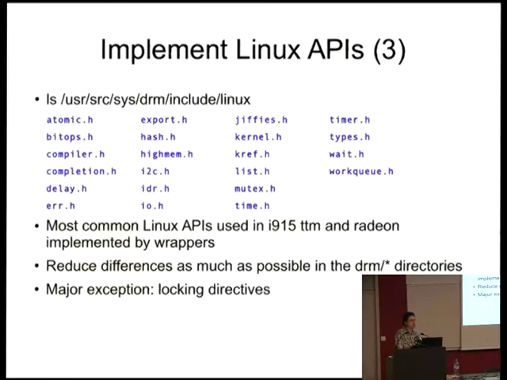There's still something where I don't use Linux APIs, and it's locking directives. Each operating system has its own set of locking directives. And, well, in that case, it makes more sense to keep the original DragonFly ones. So it makes it more obvious that the code is not the original Linux code in that case. And where we have important functional differences, we do it the DragonFly way, so as to avoid crashes and all kinds of bugs.